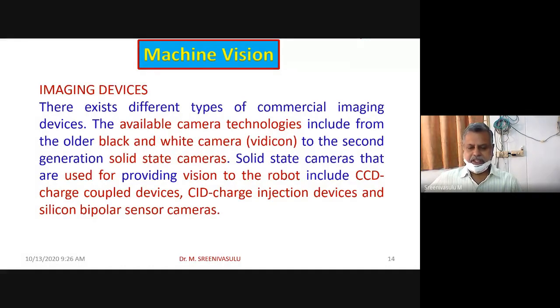So when CID term has come, we may go to some other investigation agency. But here with respect to the imaging device, solid state cameras take the support of either CCD, charge coupled devices, or CID, charge injection devices. And there is another technique, that is silicon bipolar sensor cameras. So these three are the basics on which the solid state cameras provide vision to the robot.